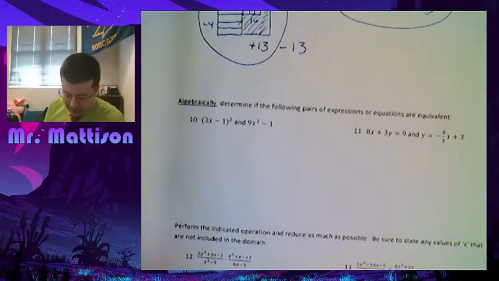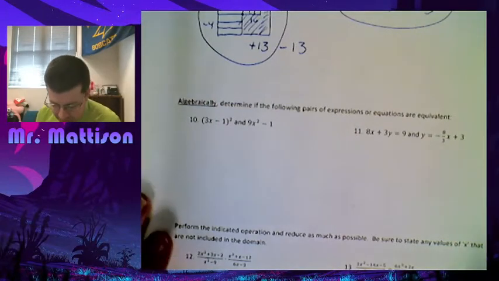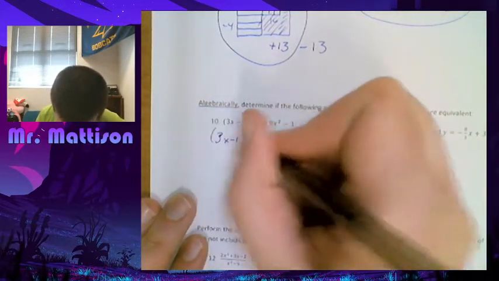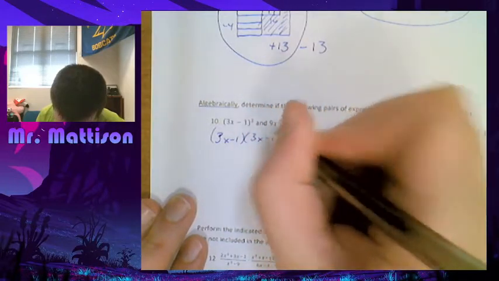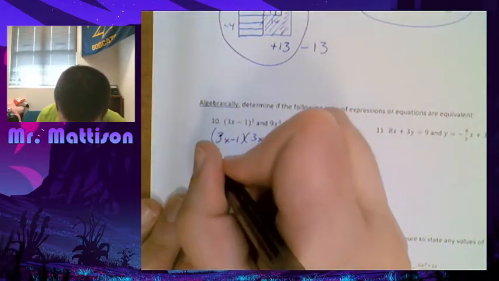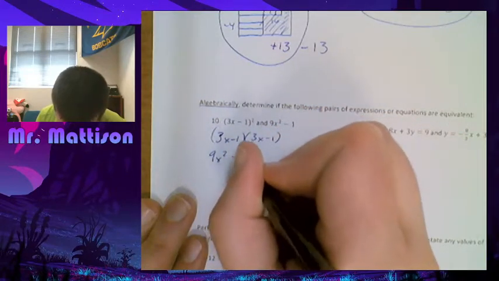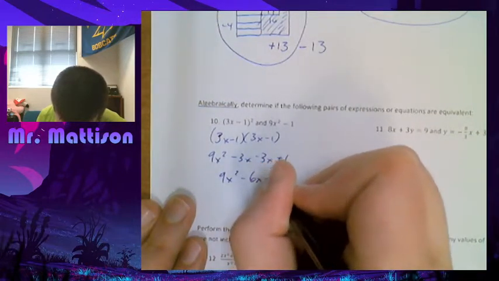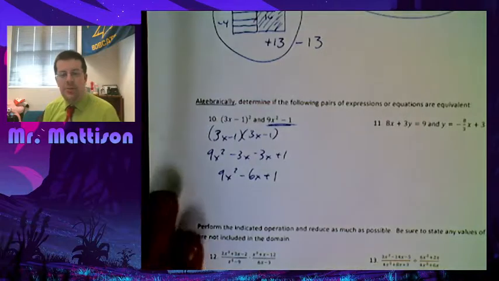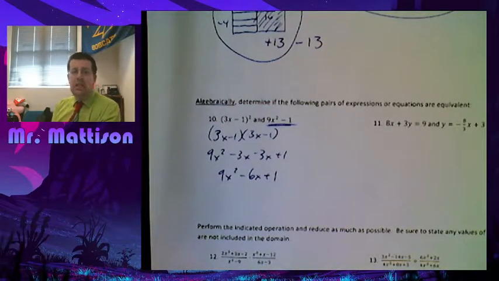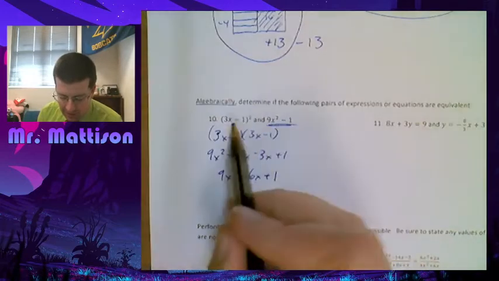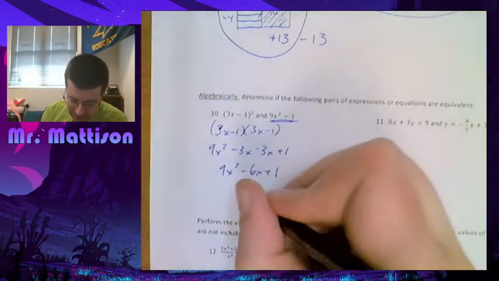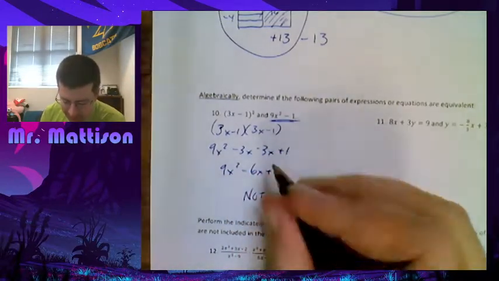Okay, down here to 10 and 11. All right, so we're trying to determine if the following pairs are equivalent. So here, this would really be 3x minus 1 times 3x minus 1. So then when I FOIL it out, I would get 9x squared minus 6x plus 1, which is different than what I'm getting here. What they're doing is the very, very common mistake that drives every math teacher mad, and they're just saying, well, I'll just go and square that, and then call it good, right? Which we can't do, so these are going to be not equivalent.